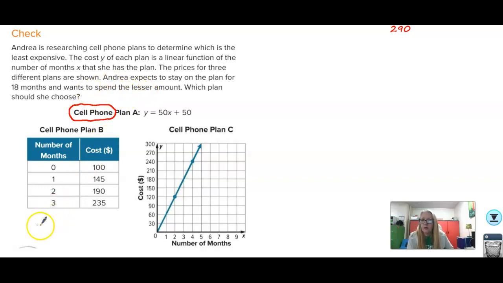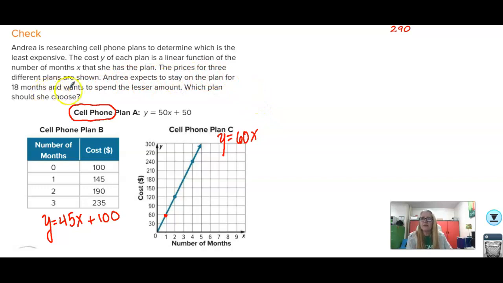Okay, so I need a y equals mx plus b for this one. This is going up by 1, up by 1, up by 1. This is going up by 45. So the rate of change here is 45. And the initial value, when x is 0, y is 100. So the initial value for this one is 100. This is cell phone plan B. Cell phone plan C, the initial value is 0, but what's the rate of change? It's going up 120 for 2 months. So that means the rate of change is $60 for 1 month. So this one is y equals 60x, but there's no initial charge. There's no upfront fee.